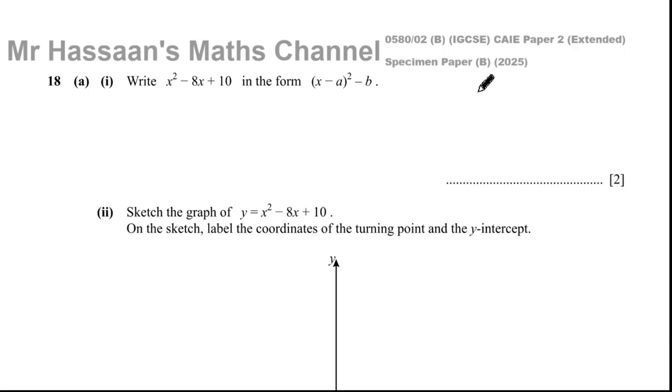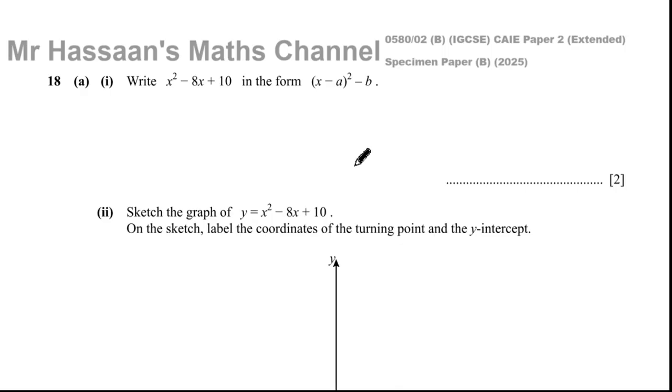This is the paper 2 non-calculator paper. And first of all, 18 part A, part 1: write x squared minus 8x plus 10 in the form (x minus a) squared minus b. So basically what we have to do here is write this in the form called the completed square form.